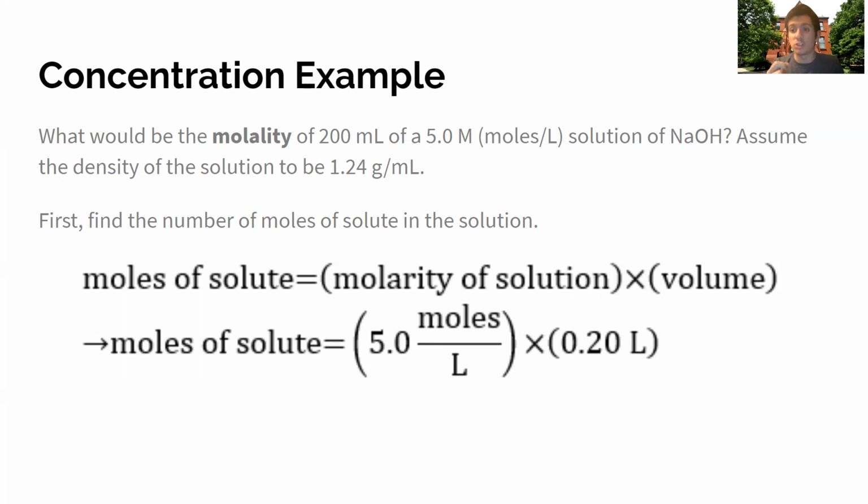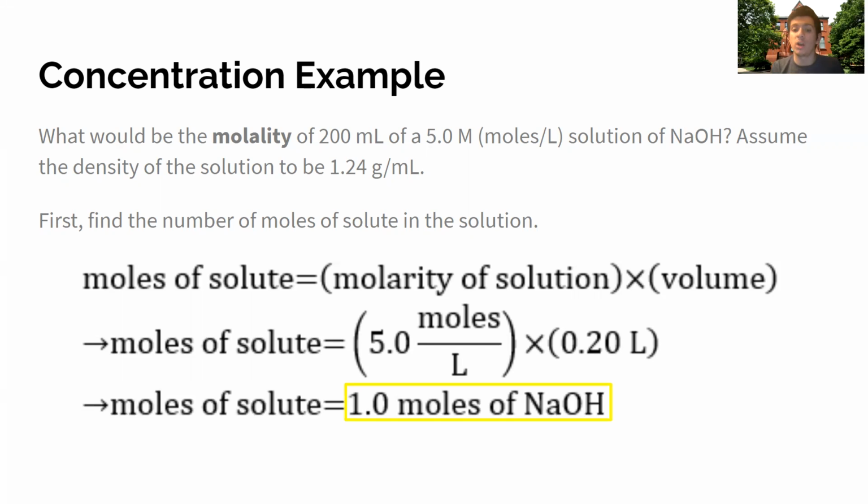We're not going to use 200 milliliters for our volume though. We'll use 0.2 liters because we want our units to cancel out. Moles per liter times liters: those will cancel out the liters and you're going to be left with moles. And when you multiply, you're going to get 1.0 moles of sodium hydroxide. That gives us just the moles of solute.